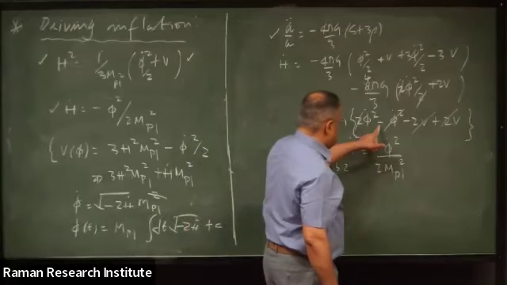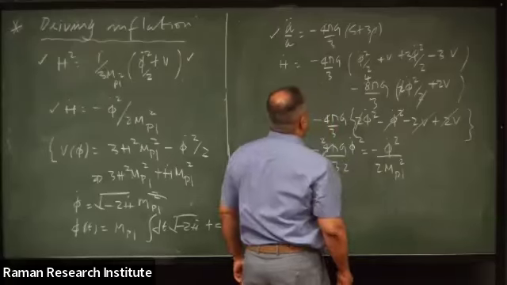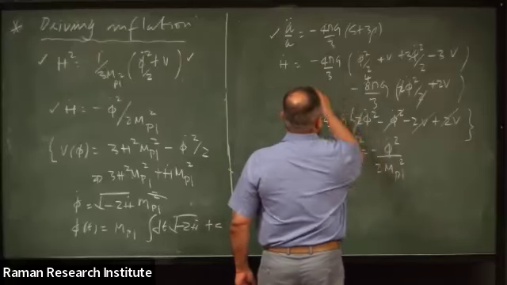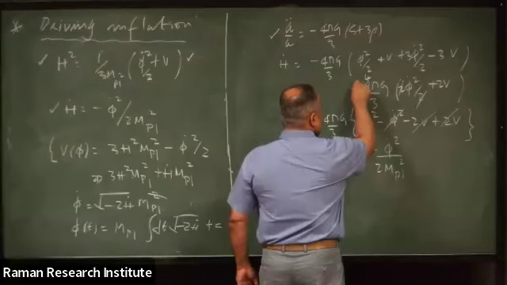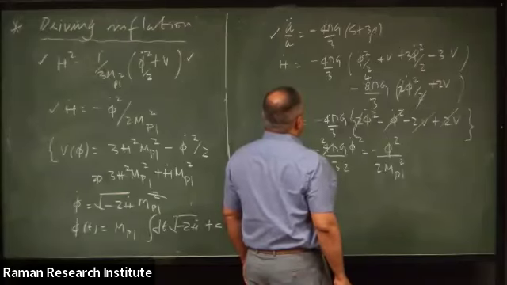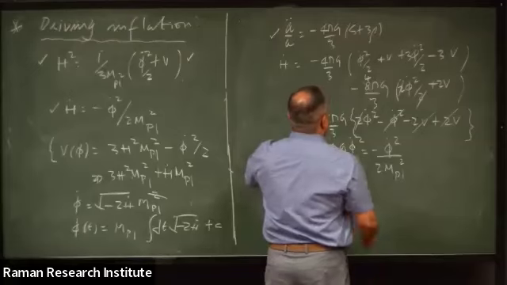Okay, this should have been plus, is it? Okay. So let me check that. Oh, minus 8 pi G minus, this should have been plus, is it? Minus, that is correct. Okay, so there is an overall minus sign outside.